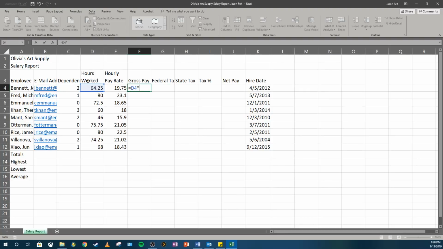So our gross pay is equal, that starts the function. D4 references this cell. This is a cell reference. D4 is a cell reference, a relative cell reference. Times, that's our arithmetic operator, E4. So hours worked times hourly pay rate. And then we're going to press enter. So our gross pay is $1,268.94. We didn't have to use a calculator, it did it by itself.